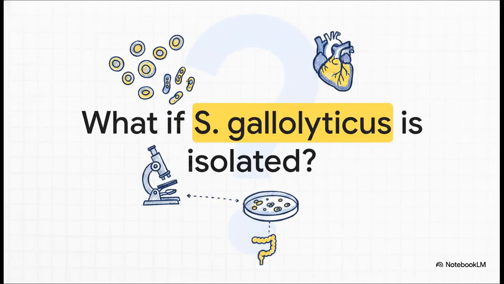Okay, real quick, before we leave classification, let's do an active recall check. It's a classic board exam trap. Imagine you're reviewing a patient's blood culture and it grows Group D strep, specifically S. gallolyticus, which used to be known as S. bovis. What is your absolute next mandatory step?